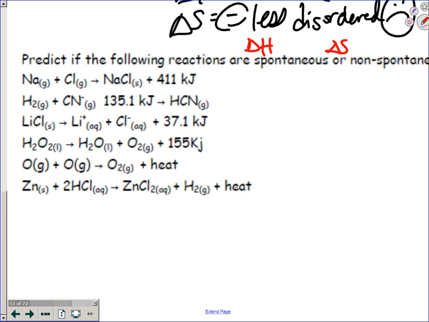All right. So if I'm looking at, oh, look, I see kilojoules, right? Automatically, I already know something. What do I know? So energy is being released. It's a product, so delta H is negative. So far, so good, right?